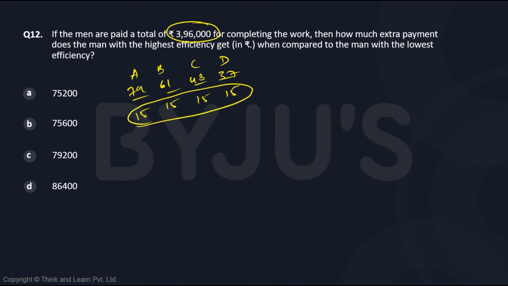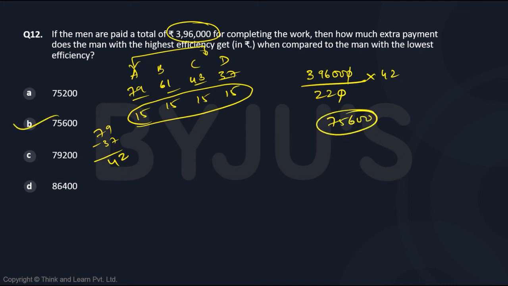So how much more will the man get? Basically, we are looking at 3,96,000 divided by the total efficiency, which is 220 for all 4 of them, into the difference between A and D, so 79 minus 37. So this is 22 into 42. The 0 and 0 get cancelled, so 396,000 divided by 22 into 42. So this will be 75,600. That is your answer, because all the number of days are equal. So the division is purely in terms of the efficiency of each person, right?